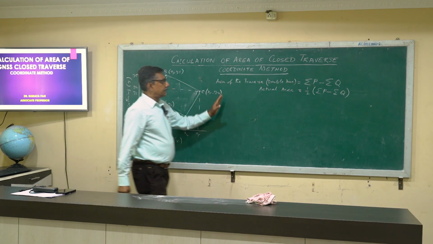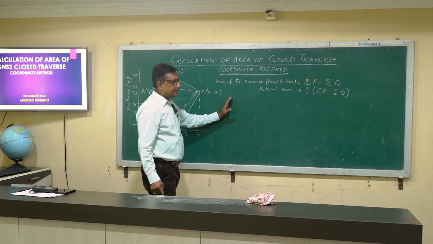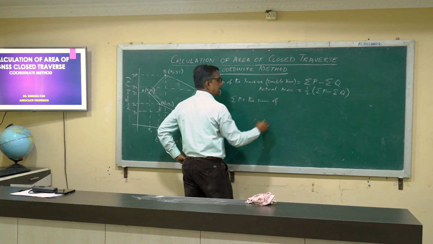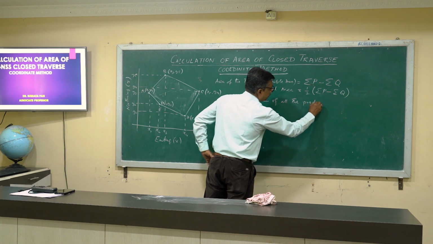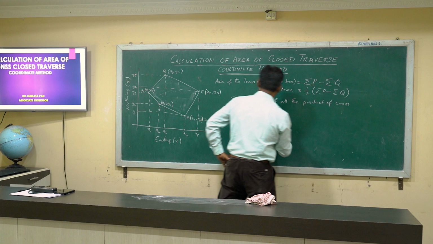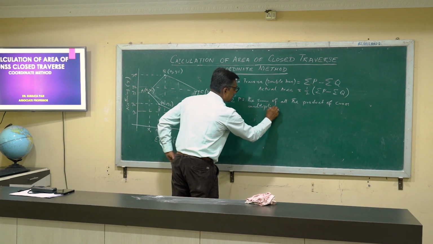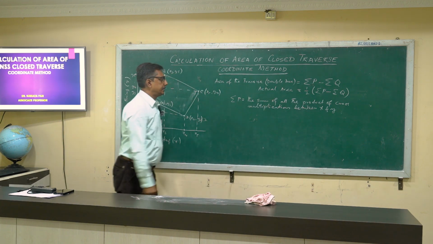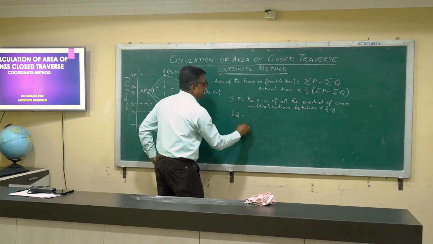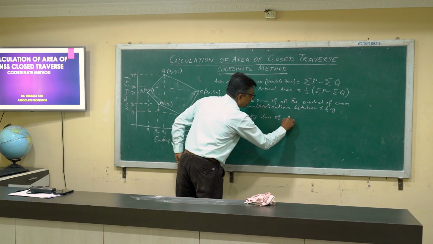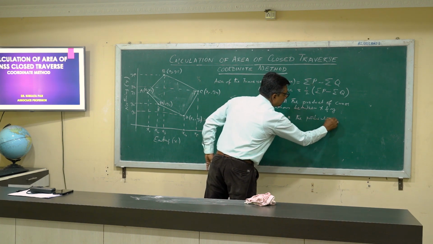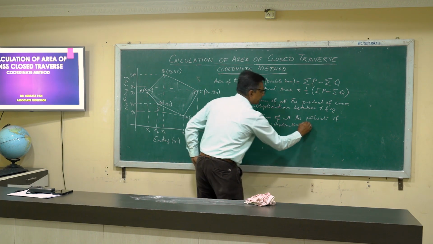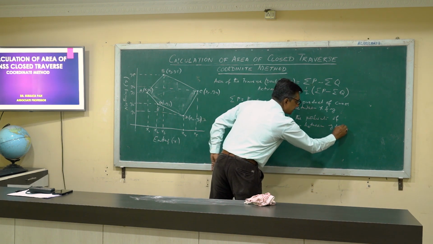Now coming to this equation, here summation P is equal to the sum of all the products of cross multiplications between x and y, and summation Q is equal to, again, the sum of all the products of cross multiplications between y and x. So these two are important.